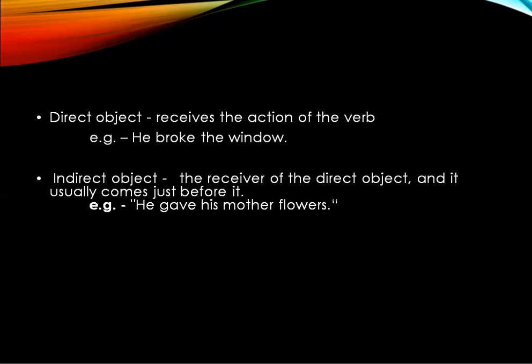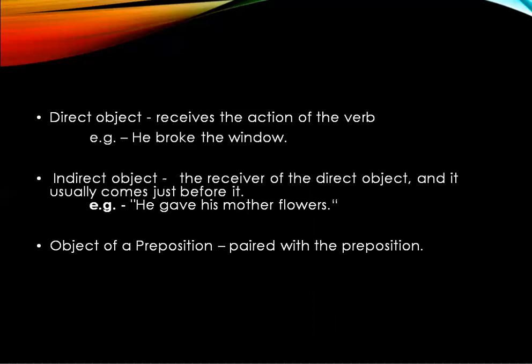Indirect object. It indicates to whom or for whom the action of the sentence is being done. An indirect object relies on a direct object. So, in order for there to be an indirect object, a sentence has to have a direct object first. For example, he gave his mother flowers. Here, the verb is gave, who is directly affected by the action, the flowers, as they are given. So, flower is direct object. Who receives the flower, or we can say to whom did he give the flowers? To his mother. So, his mother is the indirect object.